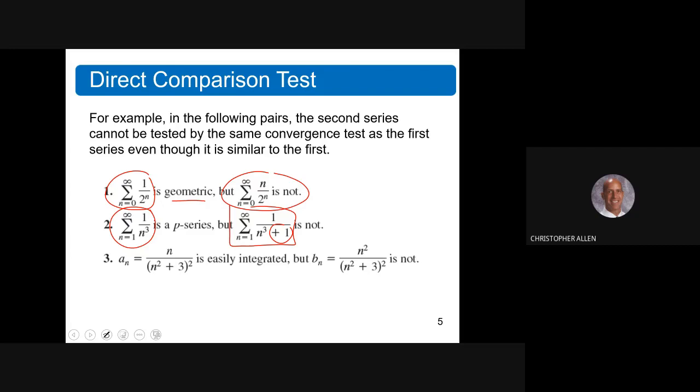Not directly. And then last but not least, this one here is fairly easy to integrate. You would, again, use u-substitution, so you could do the integral test. But if I give you one like this, the integral test isn't going to apply there. But notice how similar those are. The only difference is this power of 2.